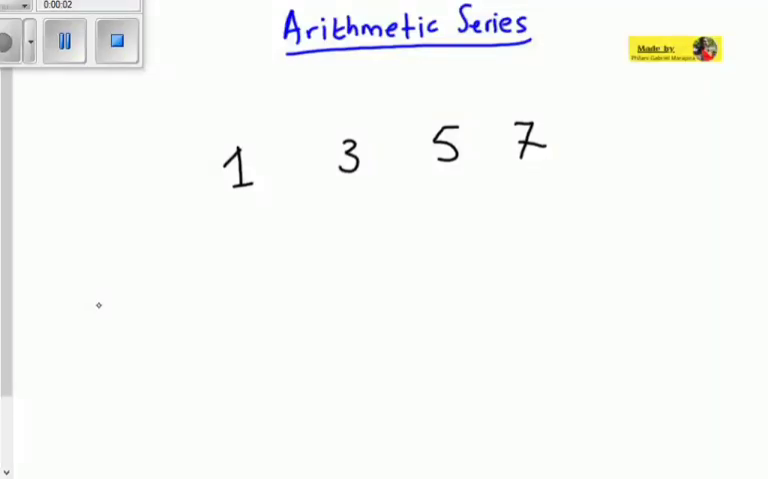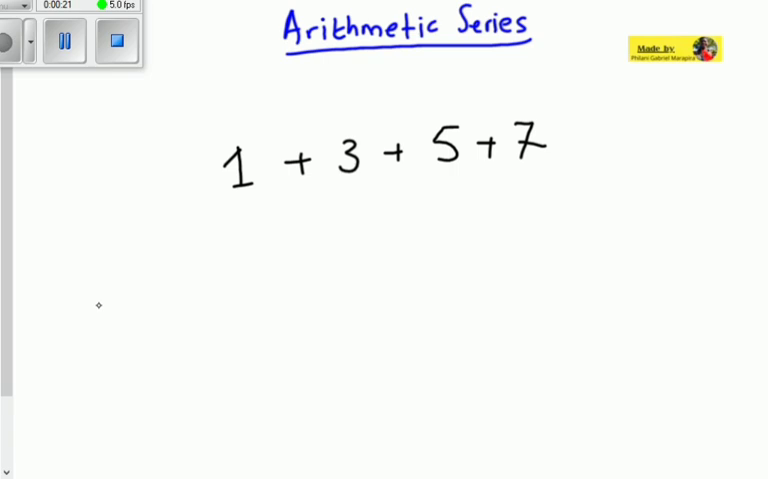Hello, we're going to be looking at an arithmetic series. An arithmetic series and a sequence are two different things, because last time we discussed an arithmetic sequence, where we just showed an arithmetic sequence. So what is a series? A series is just addition of numbers in a certain pattern.